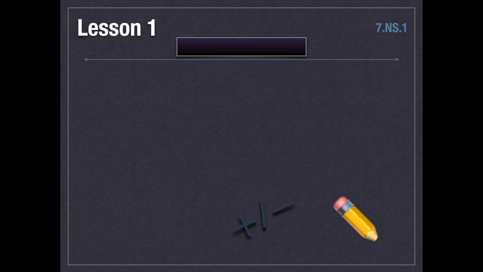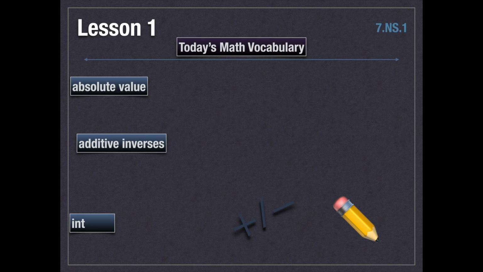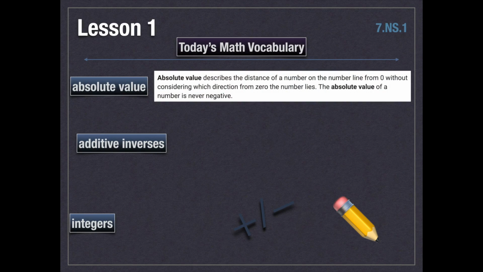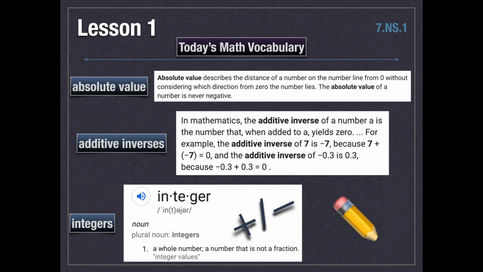There's the pencil, so you'll take notes on this page. Here's your math vocabulary for today. Absolute value, additive inverses, and integers. Words I hope you've heard before, but you need to really have solidly. There's your definitions. Again, just pause the video and get those into your notebooks.